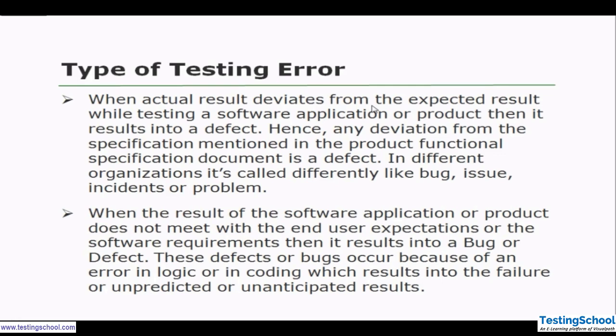These defects also occur because of an error in some logic implemented by the development team that can cause the application to fail. So if a certain functionality that is implemented is not expected by the client and is not as per their need, then it can cause a system failure. That is what we call an application failure or a product failure.